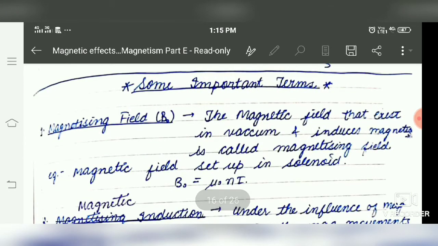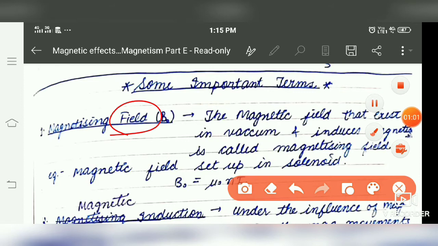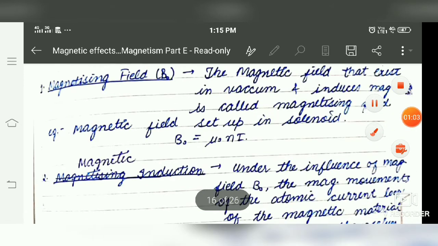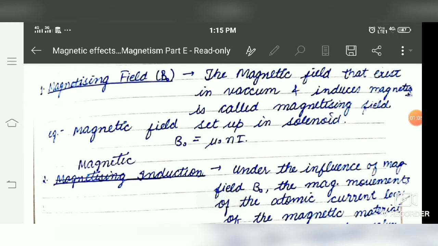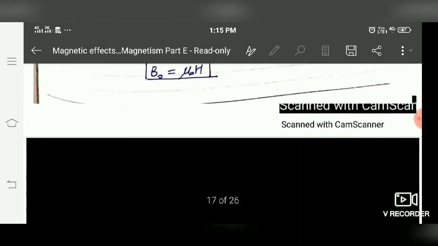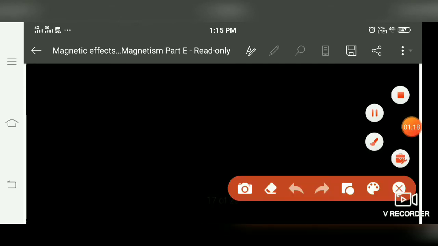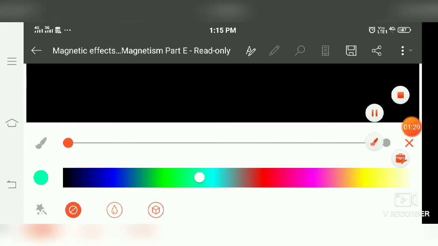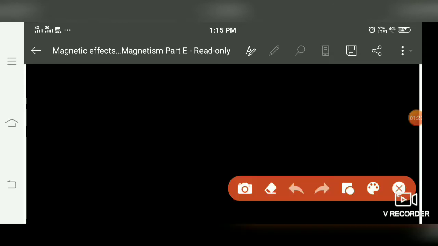These are some important terms related to the chapter magnetism. First of all, magnetizing field means the field that exists in vacuum and induces magnetism is called the magnetizing field. The magnetic field set up in a solenoid is this. As the name suggests, it is the magnetizing field.